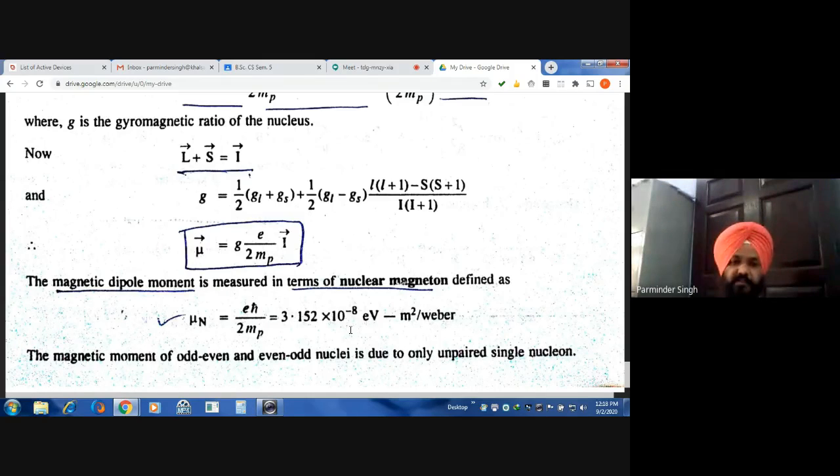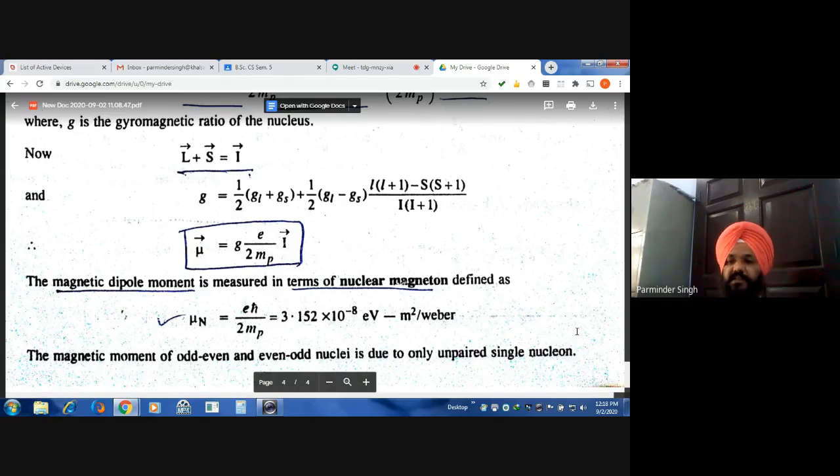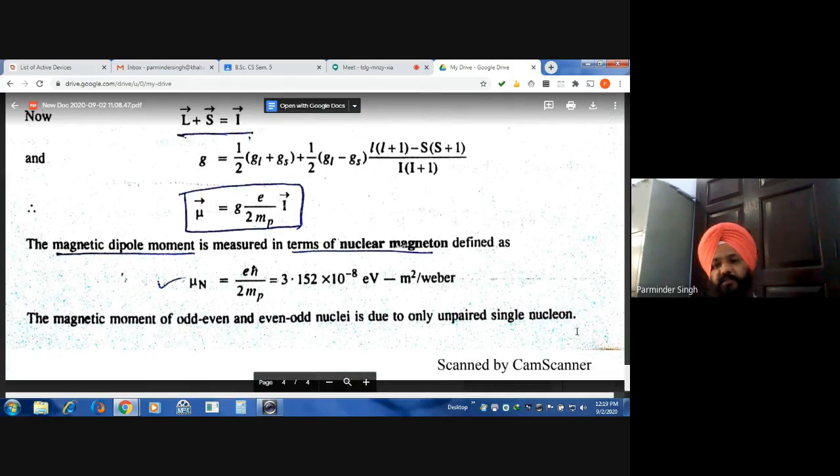So the total magnetic moment of odd-even and even-odd nuclei is due to only the unpaired single nucleon. Unpaired means that if there are 6 protons and 7 neutrons, only a single neutron will be left, which does not pair with a proton. So the odd-even or even-odd nuclei have a magnetic dipole moment only due to the unpaired single nucleon which is left. That's why they have a magnetic dipole moment.